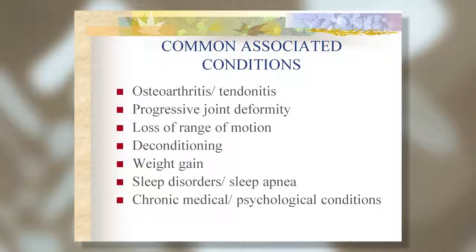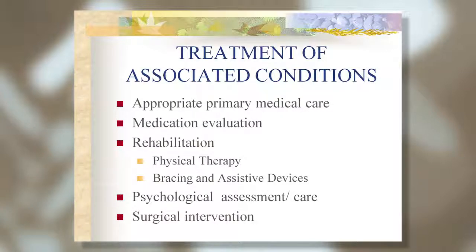Common associated conditions that we see include arthritis and tendinitis, joint deformities, loss of range of motion, weight gain and deconditioning, sleep problems, and then chronic medical or psychological conditions. Treating these associated conditions, and again, these are conditions that may be present in any polio survivor, whether or not they have symptoms of post-polio syndrome, includes, first of all, making sure the patient has appropriate primary medical care and is getting the appropriate treatment for any other medical illnesses.